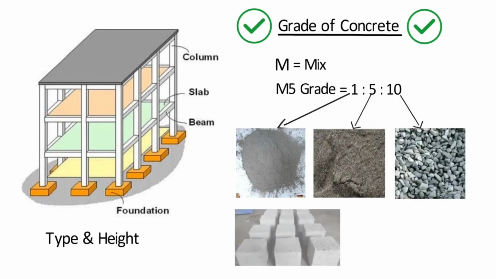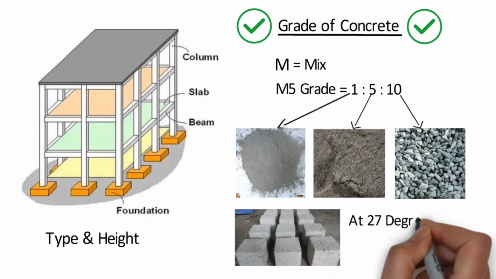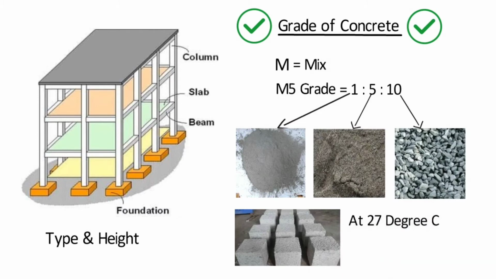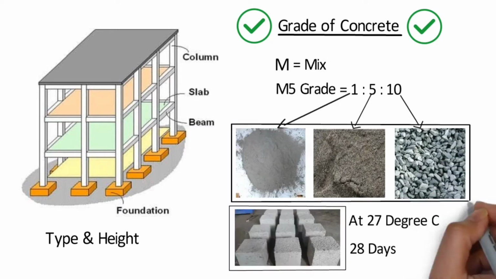At least 3 concrete cubes of 150 by 150 by 150 mm are cast for each mix at 27 degrees Celsius and they are tested in a laboratory at 28 days. Its mean strength is calculated at 28 days and that is the strength of concrete for that particular mix.